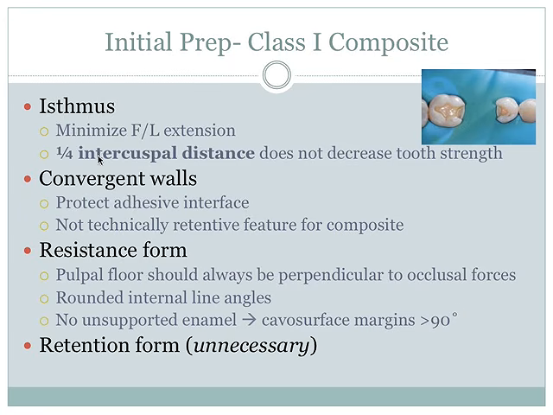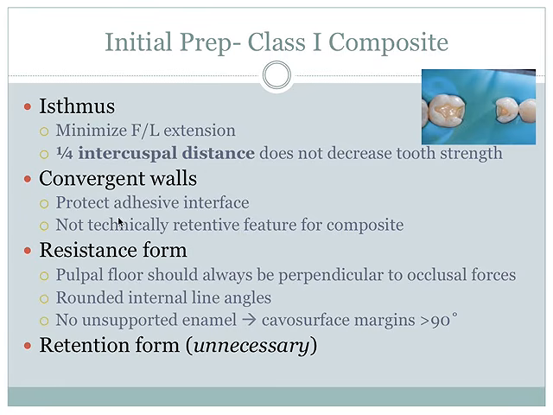The isthmus refers to the facial-lingual extension of the preparation design. Ideally, it should be no more than 1 millimeter, which is about a quarter intercuspal distance. This is so, again, you don't reduce the strength of the tooth. But as with everything we talk about here, you have to take it with a grain of salt because the preparation is ultimately determined by the bounds of the disease.